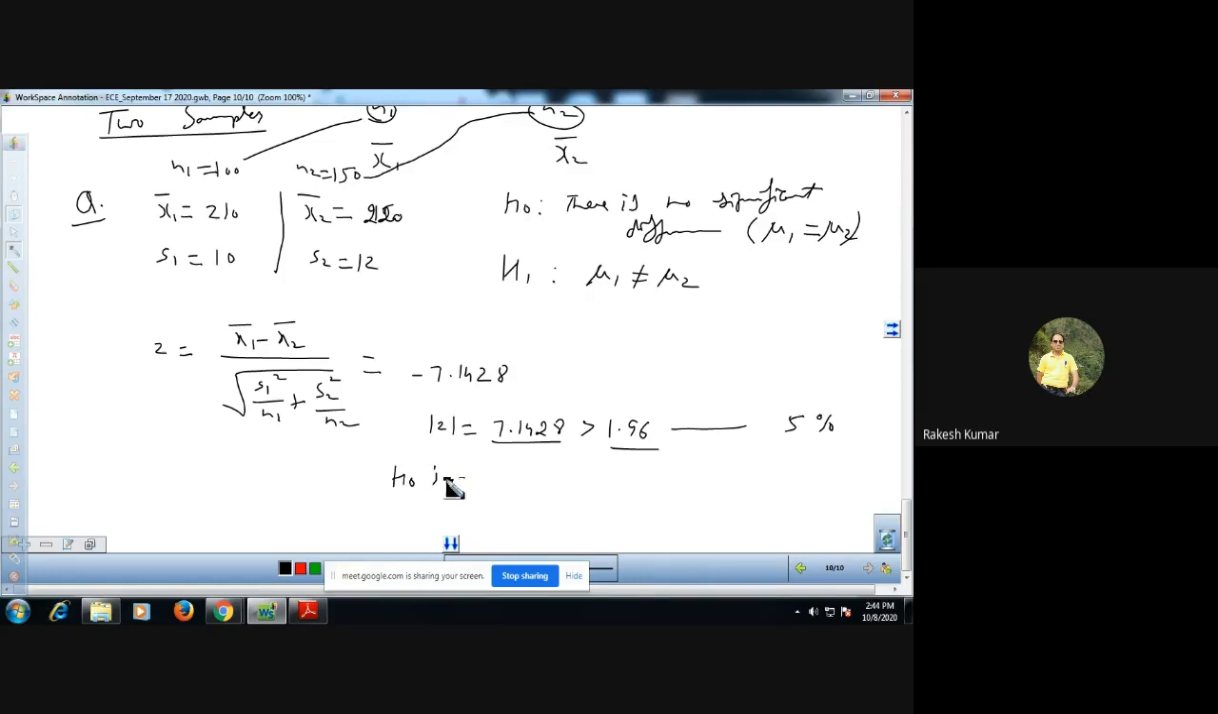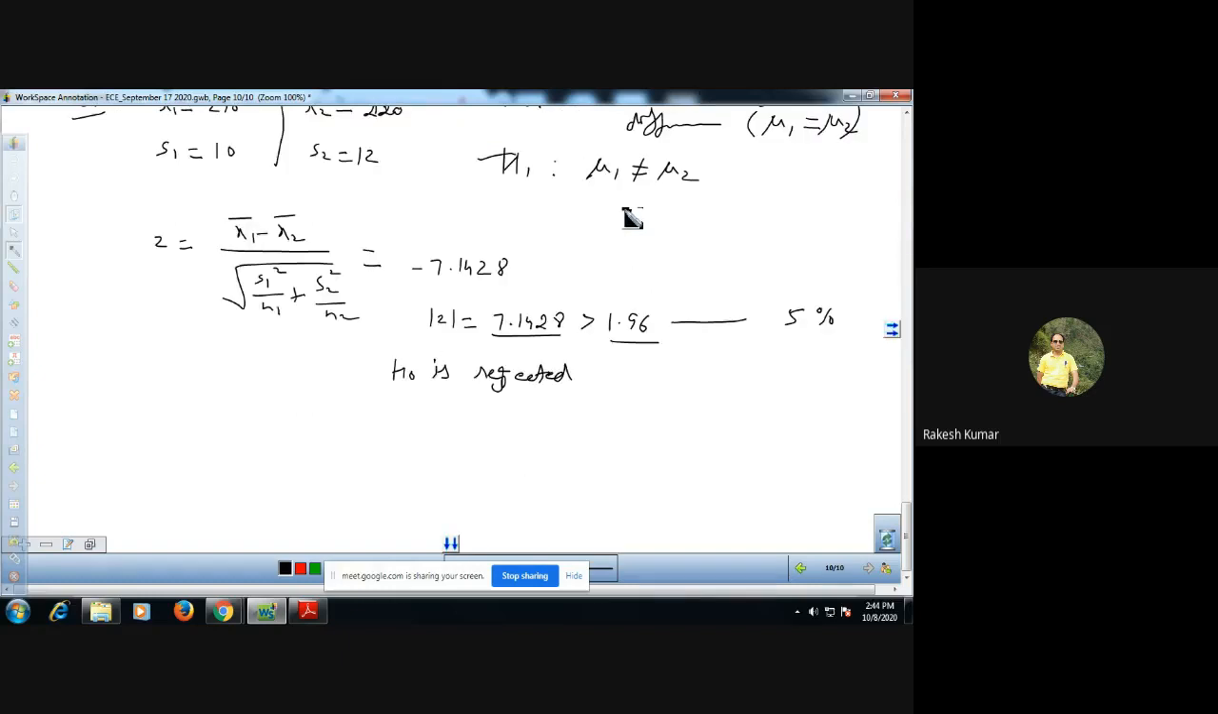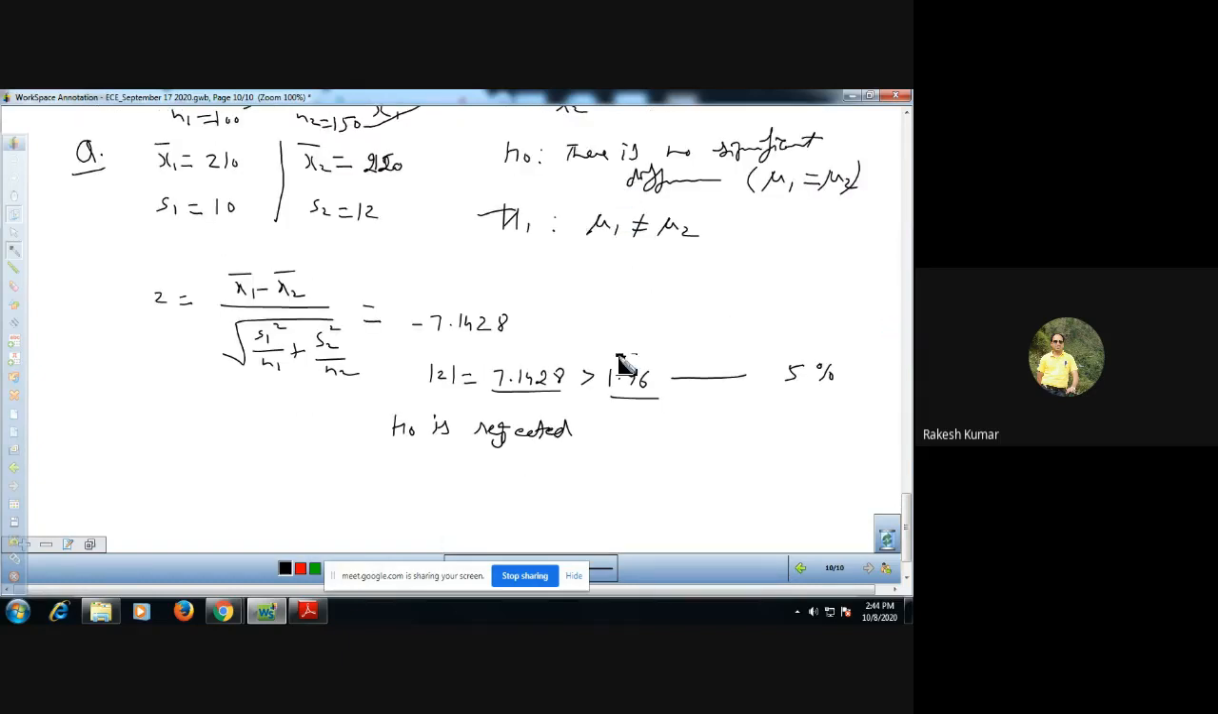The null hypothesis is rejected. So if the null hypothesis is rejected, clearly the alternate hypothesis is accepted. So what does the alternate hypothesis say? That there is a significant difference between the average income of these two populations. So this is the final conclusion: the income in the two localities is significantly different. So this is the question of difference of two sample means. Now we shall continue in the next class. Thank you very much.